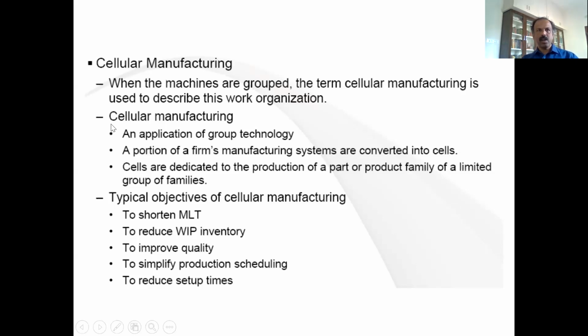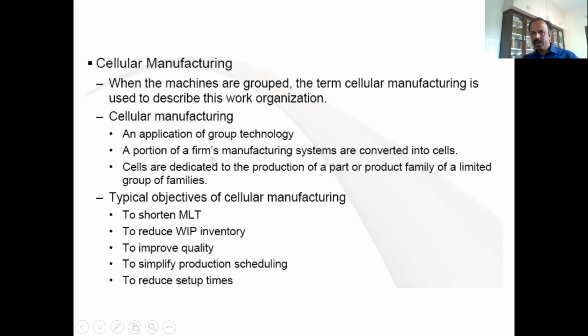Now, cellular manufacturing is something where the machines are grouped. The term cellular manufacturing is used to describe this work organization. So cellular manufacturing is an application of group technology, dear friends. It is an application of group technology, where a portion of a firm's manufacturing system is converted into cells.